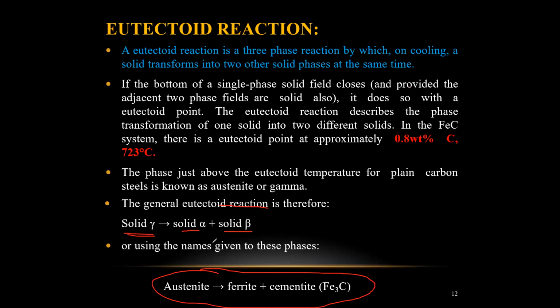This reaction takes place in the iron carbide equilibrium diagram. In that, the solid gamma is nothing but the austenite. Upon cooling, the austenite phase is transformed into two solid phases. One is the ferrite phase and the other solid phase is the cementite phase. So this is the eutectoid reaction.